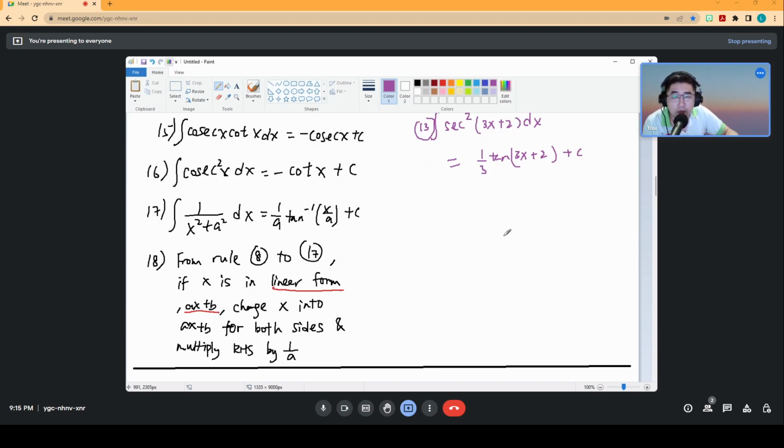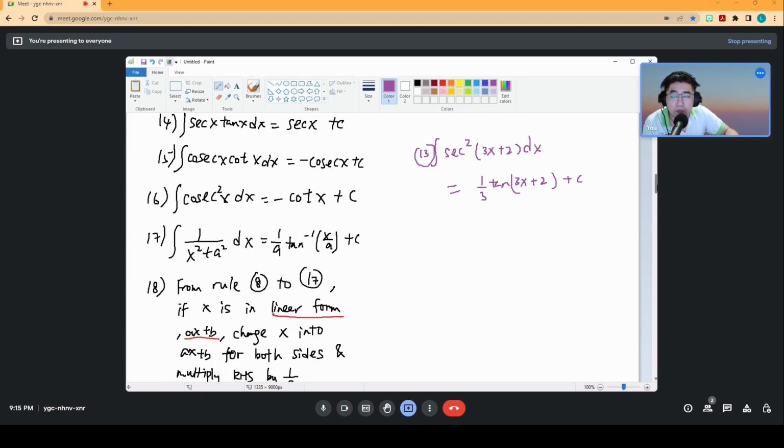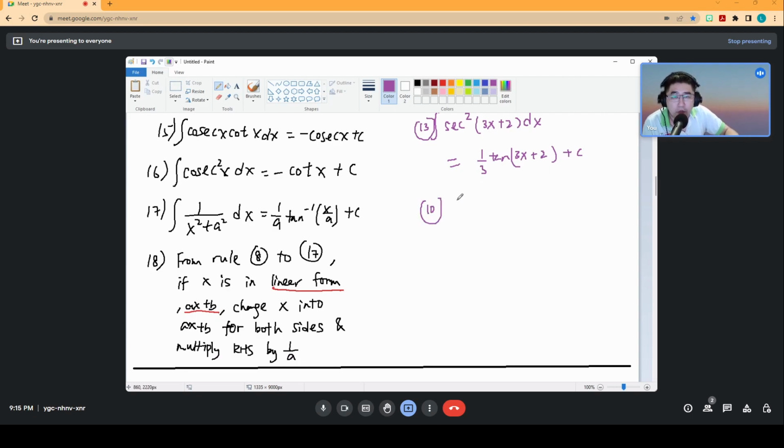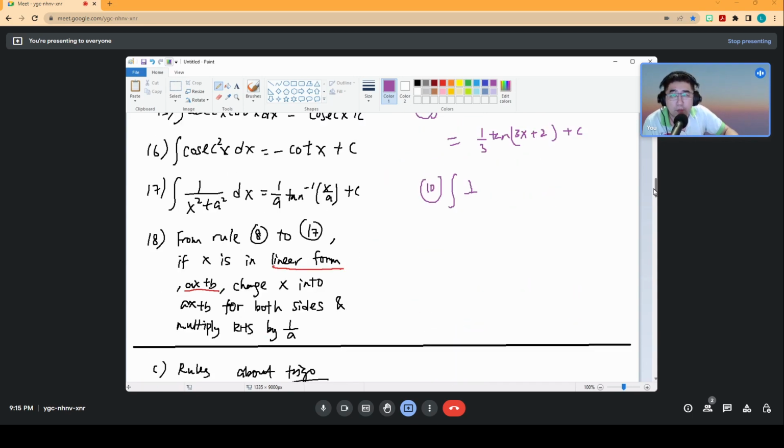Let's say I choose another one. Let's say rule 10. If I integrate e^x dx, it gives us e^x. If it's in the linear form, e^(3x+2) dx, then I will get 1 over 3 e^(3x+2) plus c.